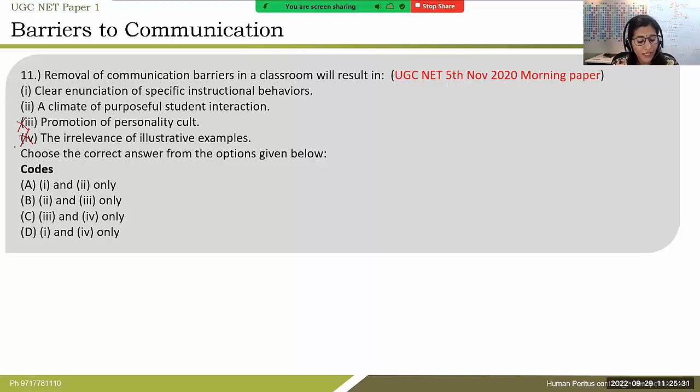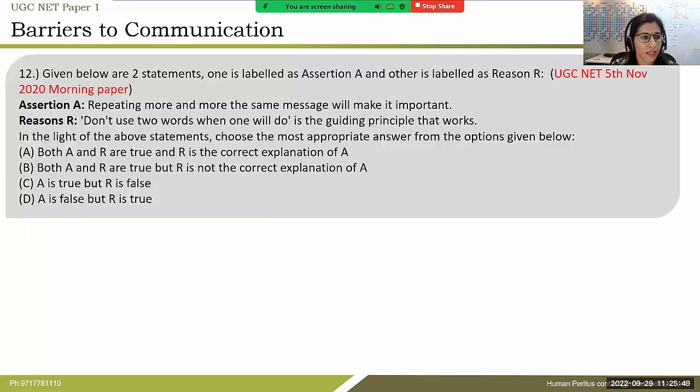Why? Because when you want to give illustrative examples, this is not irrelevant, this is not a barrier, because this becomes effective. So in that case, which of the options is correct? Option number A, 1 and 2 are correct. All right. Next question.